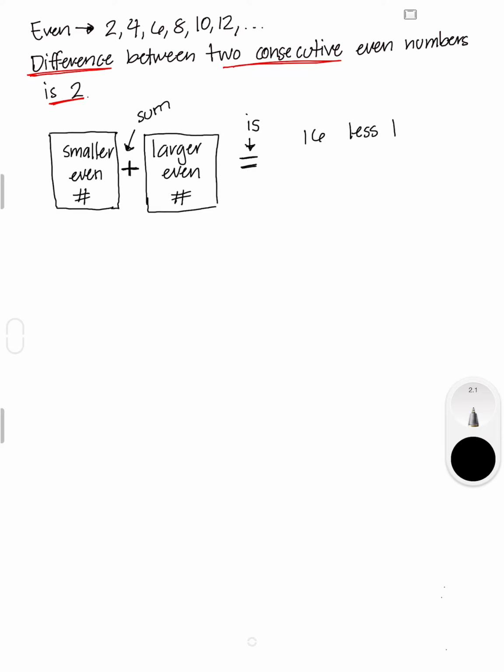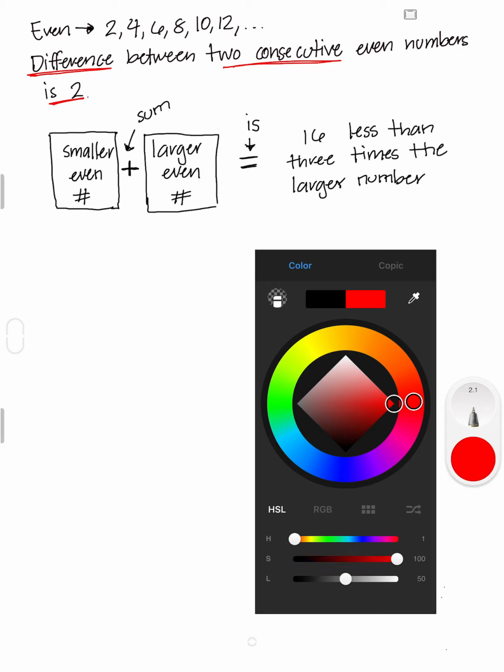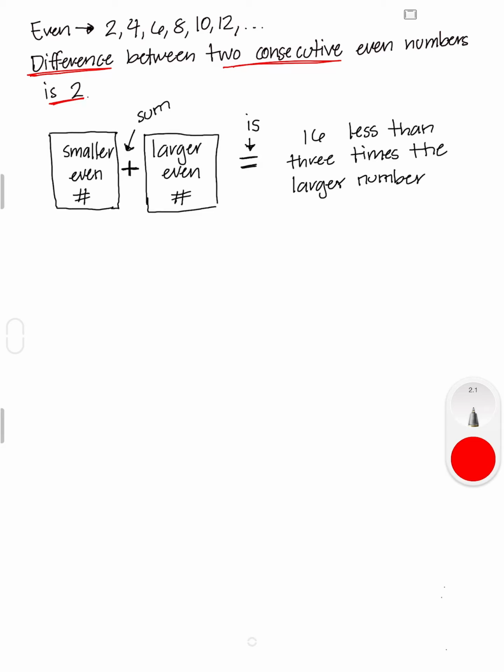16 less than 3 times the larger number. So we don't know what the value of the larger number is, right? So we're going to go ahead and give it a variable to represent it. So I'm going to say that the larger even number is going to be represented by the variable n.